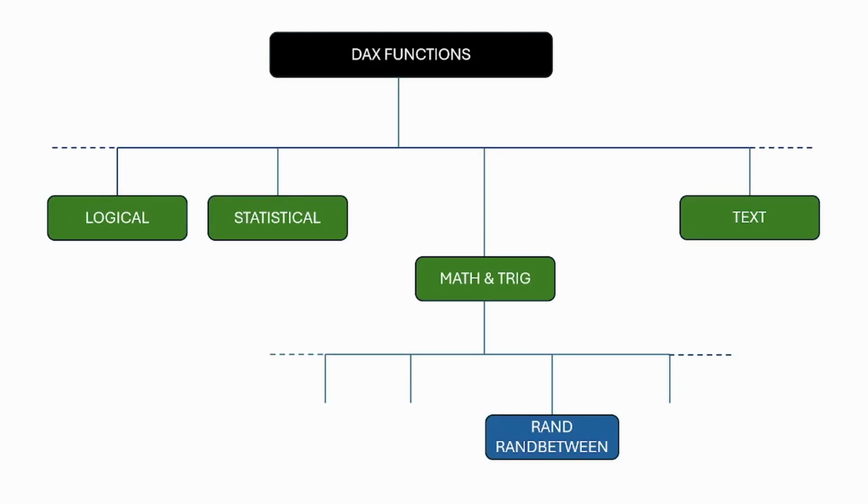In today's video, we're going to have a look at two DAX functions called RAND, which is nothing but random, and RANDBETWEEN. These two DAX functions belong to the math and trigonometry family of DAX functions. Let's switch to Power BI for our demonstration.